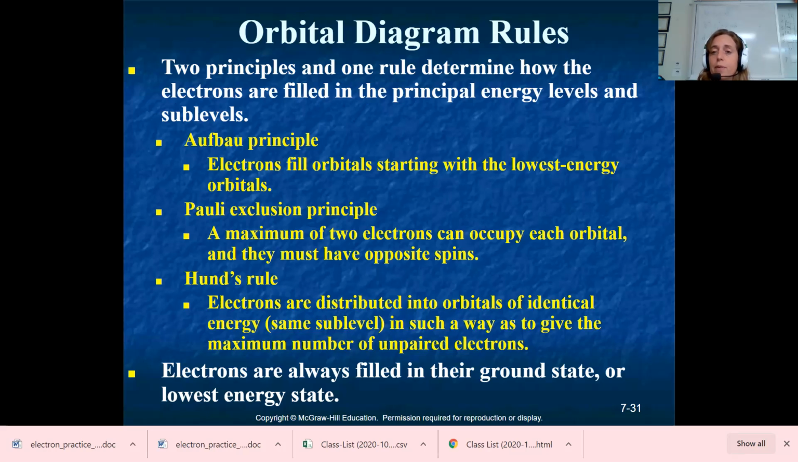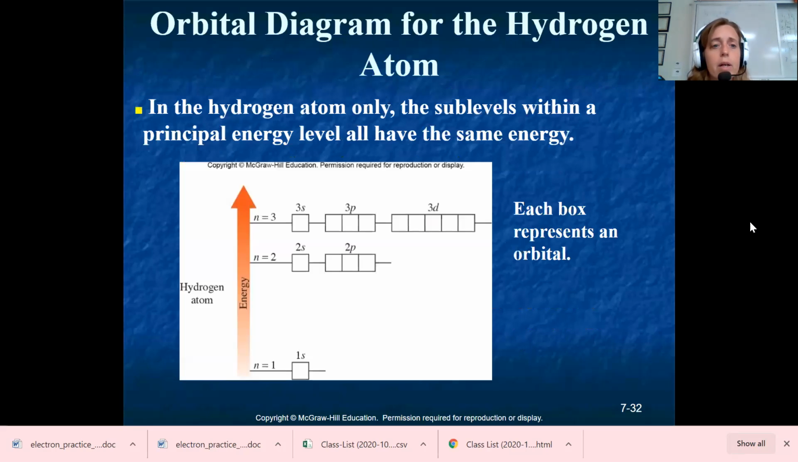So they're always going to fill row 1 first, then row 2, then row 3, then 4, 5, and so on. You have to fill the entire energy level before you can move on to the next energy level. In the hydrogen atom, only one of the sublevels within a principal energy level have all of the same energy. Each box represents an orbital.